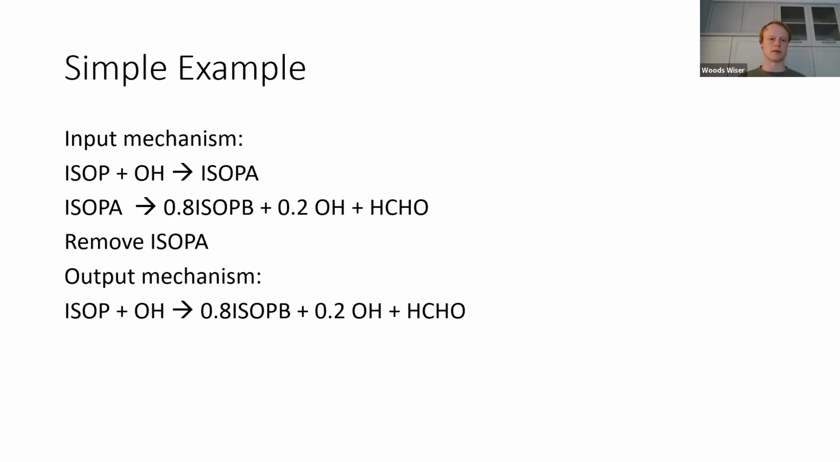Here's a simple example. We have isoprene reacts with OH to form isop A. Isop A forms 0.8 isop B plus 0.2 OH plus formaldehyde. We remove isop A and we just stick the products of the second reaction onto the first reaction. So that's what it looks like from a logistical perspective, but we're doing that with multiple species over multiple generations, sometimes condensing lots of generations at once.